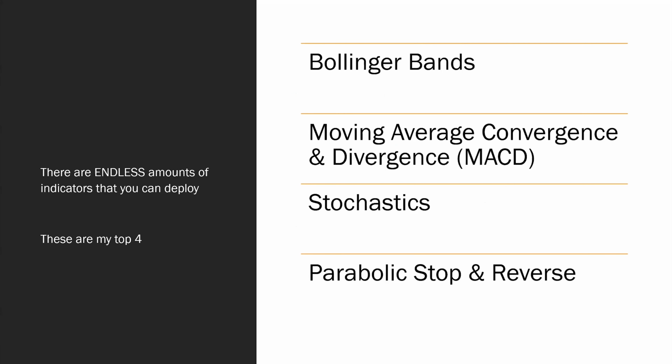There are endless amounts of indicators that you can deploy in your trading strategies. Endless. You can go through the list over and over again. You can fill up your charts full of indicators and you might be super confused. So these are my top 4 indicators that I use up to today. You see that when I share my charts and my views, my trade ideas, these indicators are in there. These 4 are the Bollinger Band, the Moving Average Convergence and Divergence, MACD, the Stochastics, and the Parabolic Stop and Reversal, PSAR. These 4.